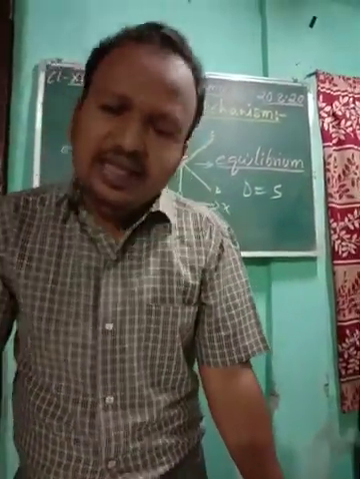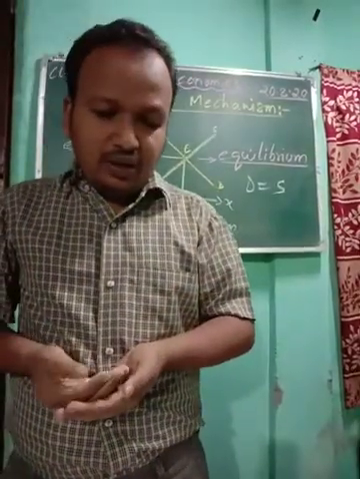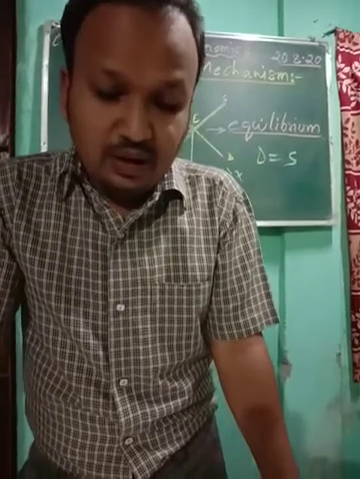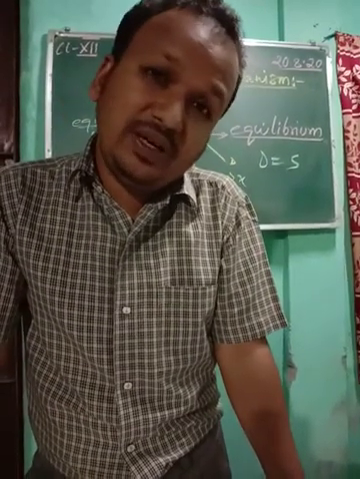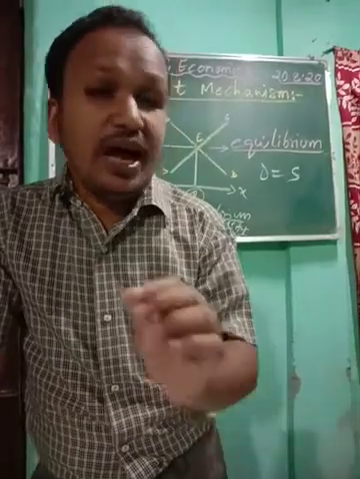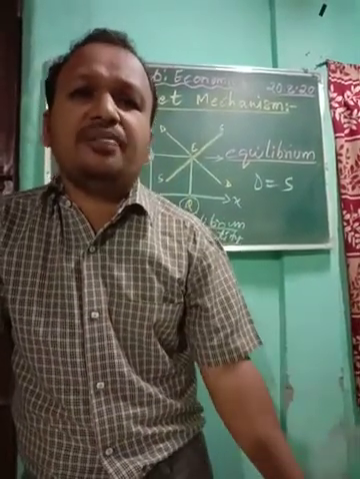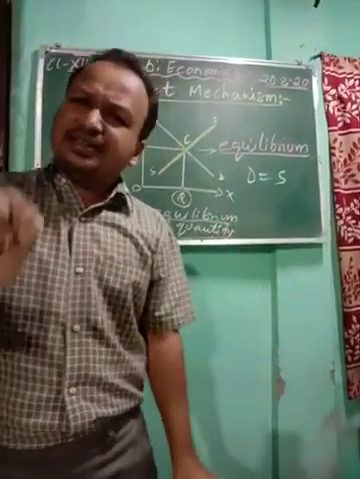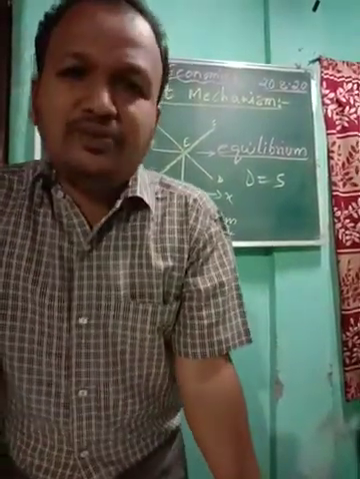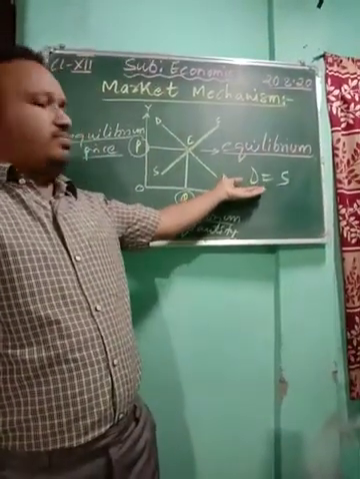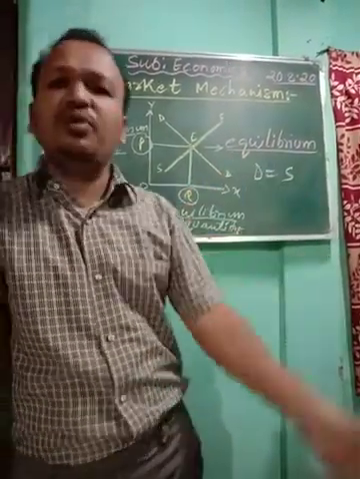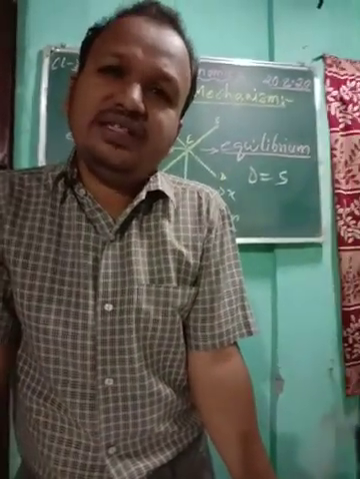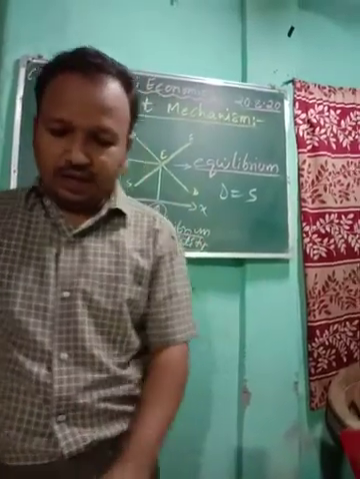But again, if demand increases and supply decreases, that means supply is less and demand is more, so there will be an upward pressure on the price, and the price may increase. So excess supply will reduce the price, excess demand will increase the price, and equilibrium is a condition where price will not change and supply will also not change. It will remain fixed, it will remain equal.